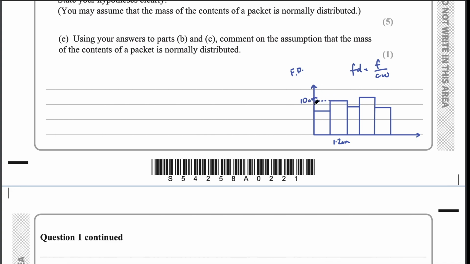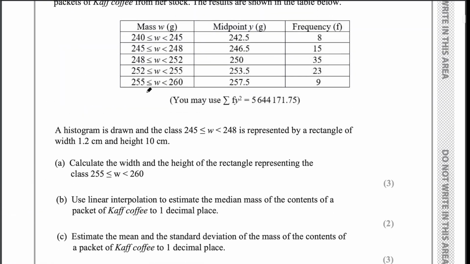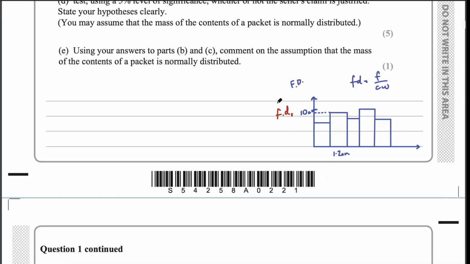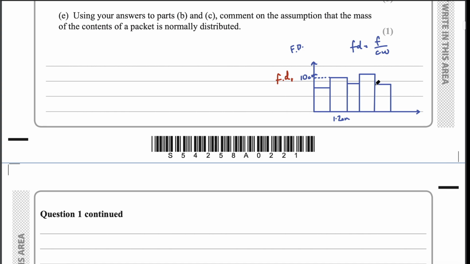So for this second bar, you can say it has a height of 10 centimeters, and you can also say it has some frequency density, which we'll be able to figure out using the information from the table. Now we're looking for the height and the width of the last bar, 255 to 260. So it'll have some width and some height. Let's just draw that in. And it'll have a frequency density and some height, let's call that H.